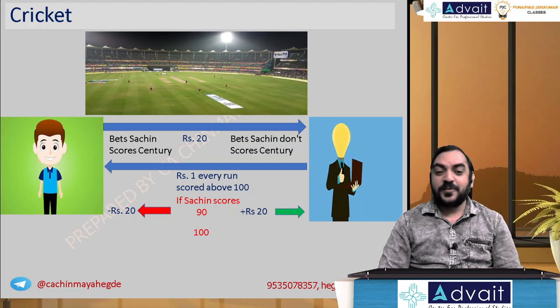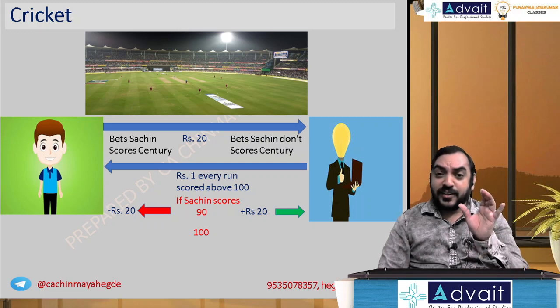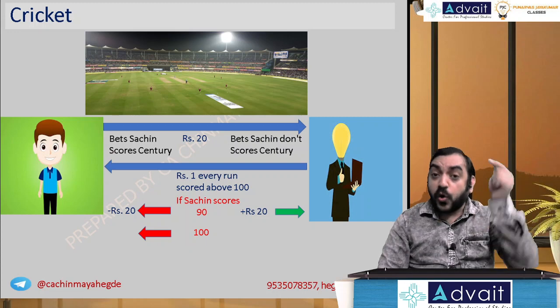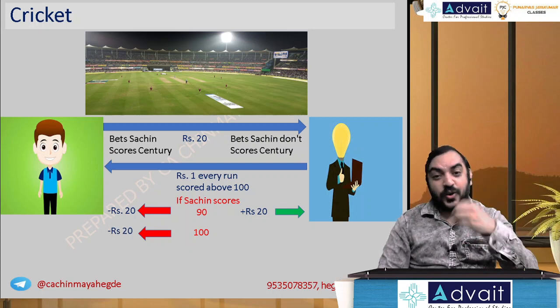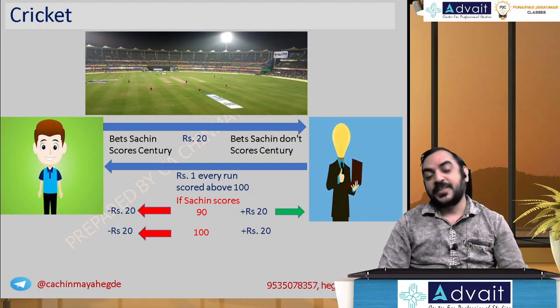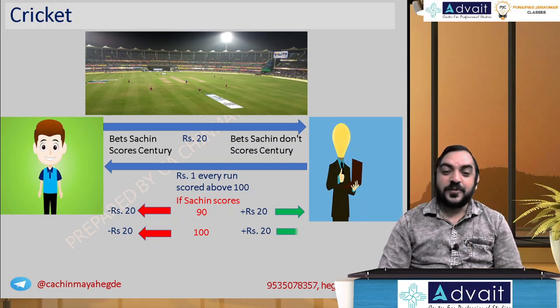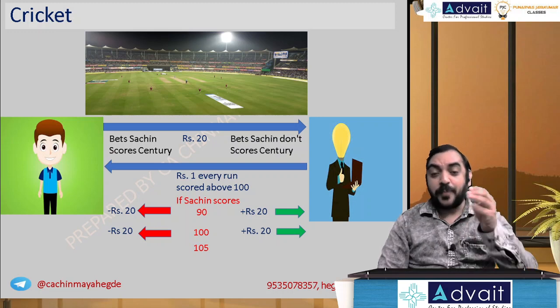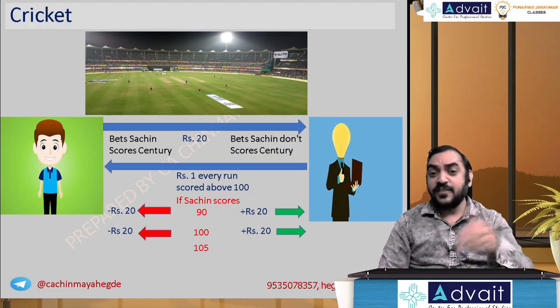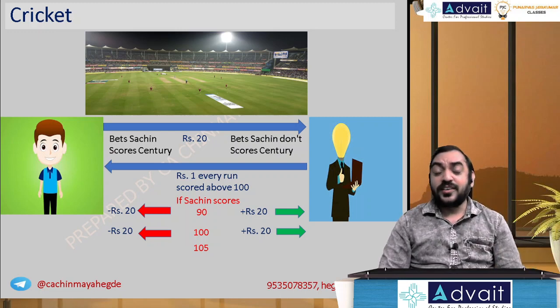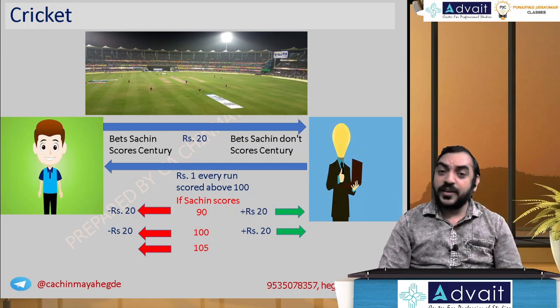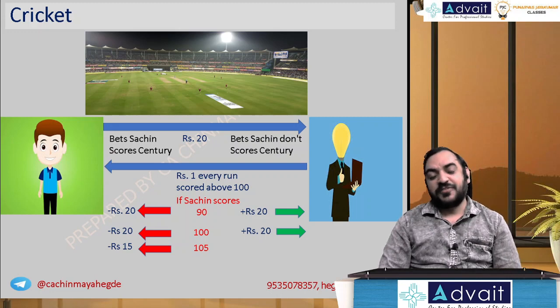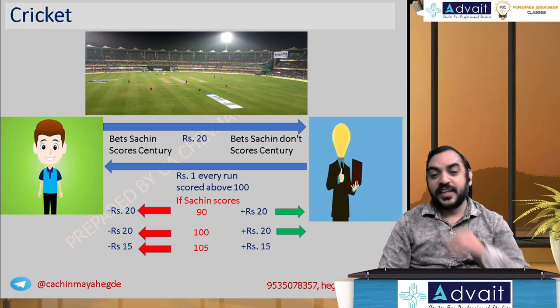Whereas if it is 100, then you don't have to pay anything, but you have already paid 20 rupees. That 20 rupees is gone. For you, it is a 20 rupee loss. For the other person, that is a 20 rupee gain. If he scores 105, you are happy. He scores 105, more than 100, so you got 5 rupees. But what is the problem? You have already paid 20 rupees. You get 5 rupees now, 5 runs, 5 rupees. But you already paid 20 rupees. Effectively, you lost 15 rupees. The other person will gain 15.